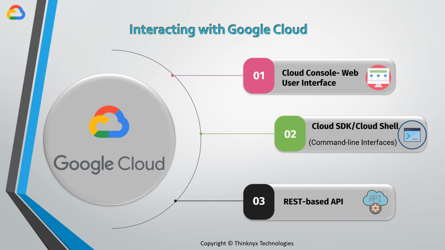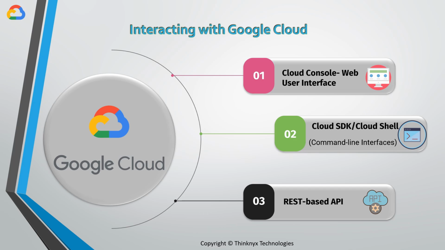APIs and RESTful interfaces. Google Cloud exposes a wide range of APIs that allow you to interact with specific services. These APIs follow the RESTful architectural style and allow you to programmatically perform operations like creating, retrieving, updating, and deleting resources. You can use HTTP requests to interact with these APIs directly or use client libraries to simplify the process.